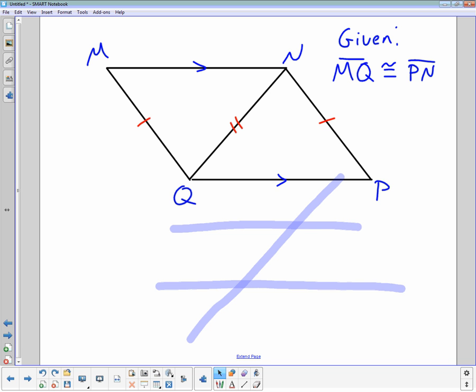Oh! That's the alternate interior. What do you mean by interior? That means NQ is... wait, like this side. Yeah, it is. Equitable Q is the same way.